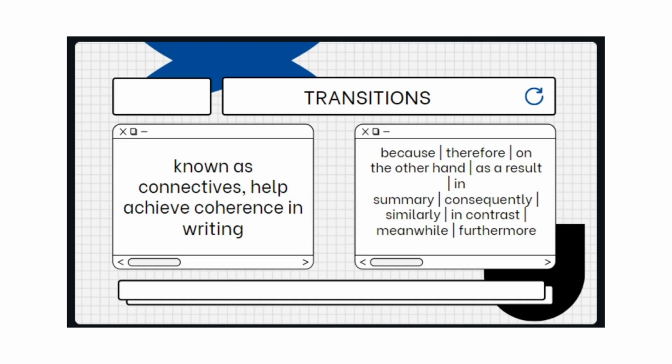And we have transitions. So the use of appropriate transitional devices plays a great part in maintaining the smooth flow of ideas in an argumentative text. Depending on the need to bridge one idea to the others, these words, also known as connectives, help achieve coherence in writing. Through these words, the danger of the essay sounding like a group of disjointed opinions can be avoided. So some of the transition examples we have: because, therefore, on the other hand, as a result, in summary, consequently, similarly, in contrast, meanwhile, furthermore.